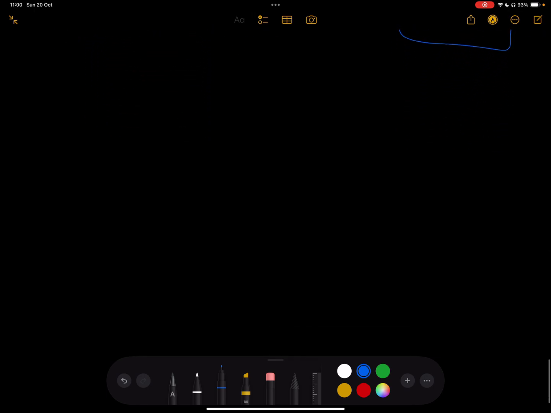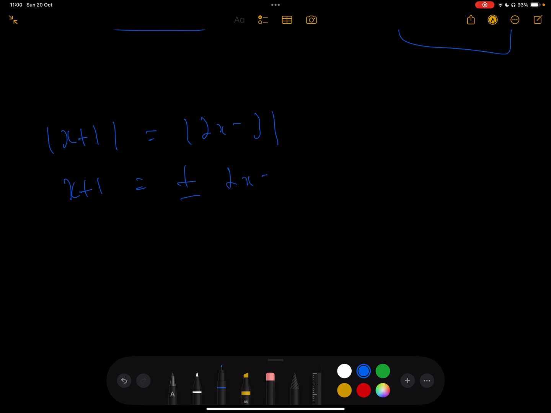Alright, let's try another one. Let's say we have the modulus of x plus 1 is equal to 2x minus 3. Alright. So it can be stated now that x plus 1 is equal to plus or minus 2x minus 3.